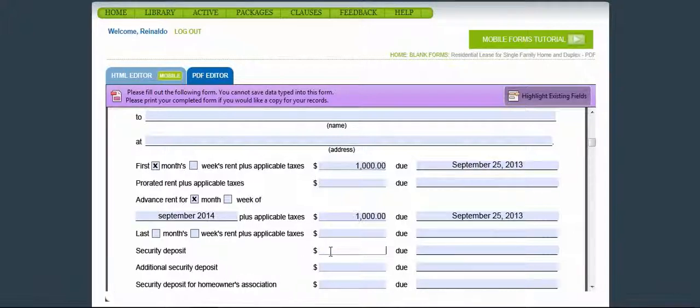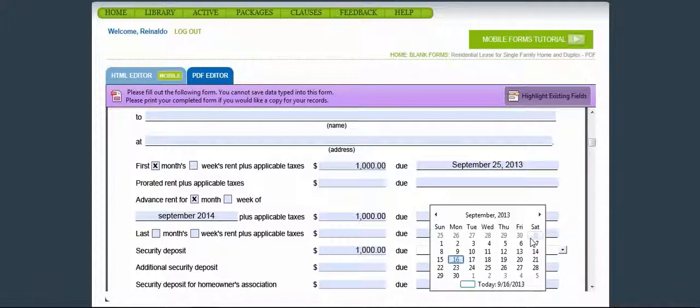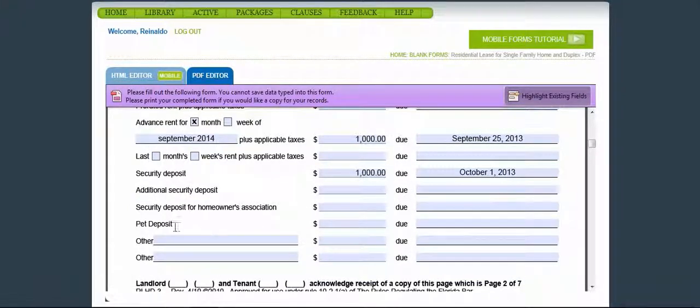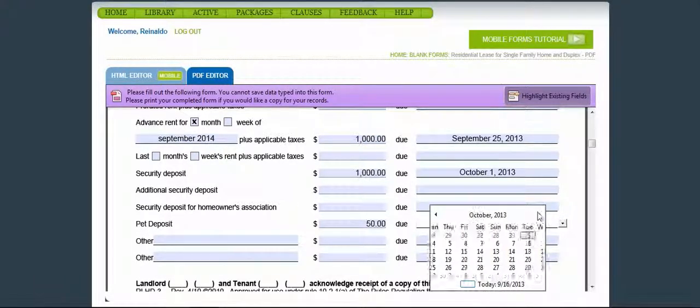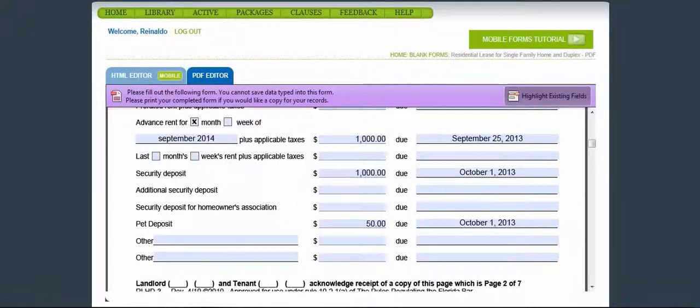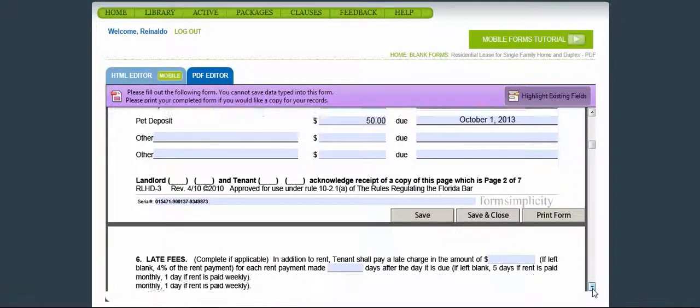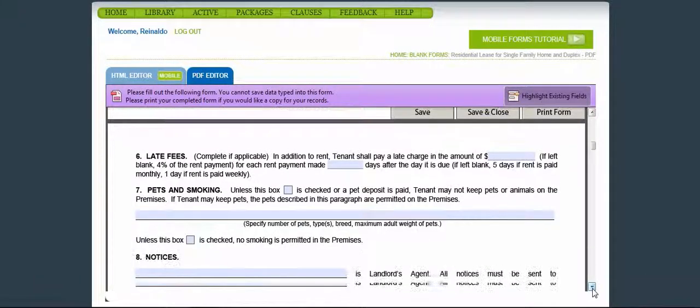So the day that he moves in on October 1st, you would give in your security deposit or your first month. Either way, it doesn't matter. And you just type that there. And you just go putting down if there's a pet deposit, if it's $50, that's probably due also at the beginning of the term of your lease. Remember, your landlord and the tenant must initial every page. So just make sure that every page is initialed.